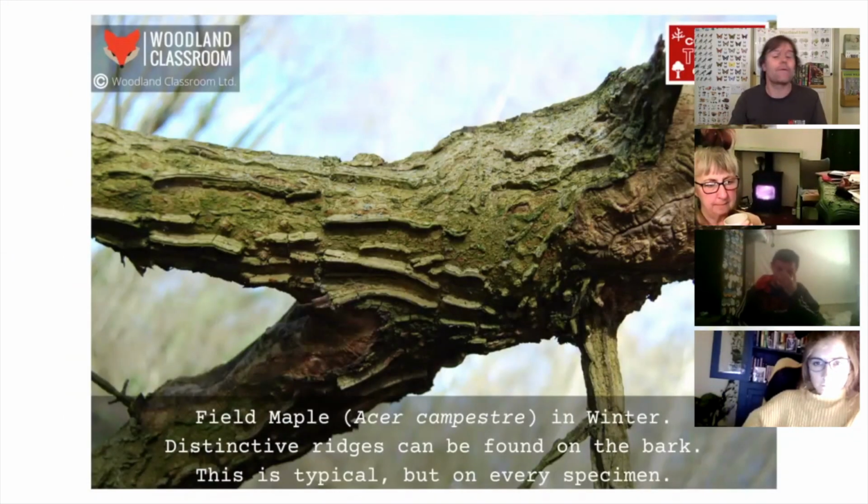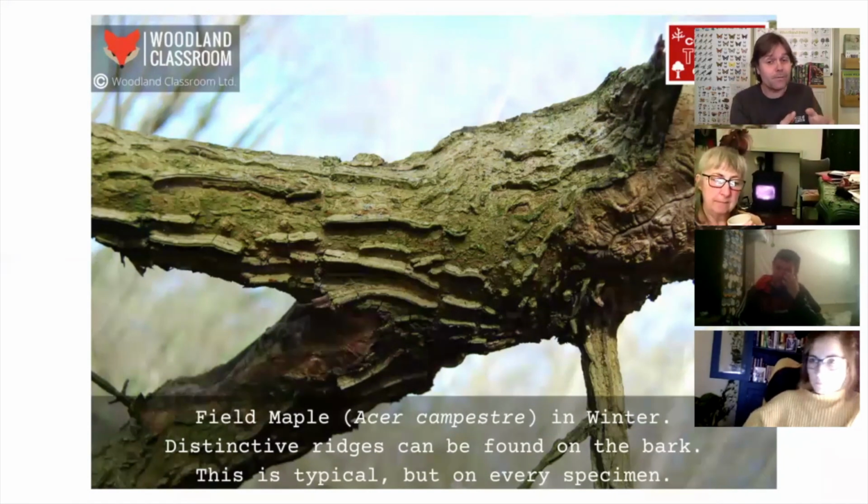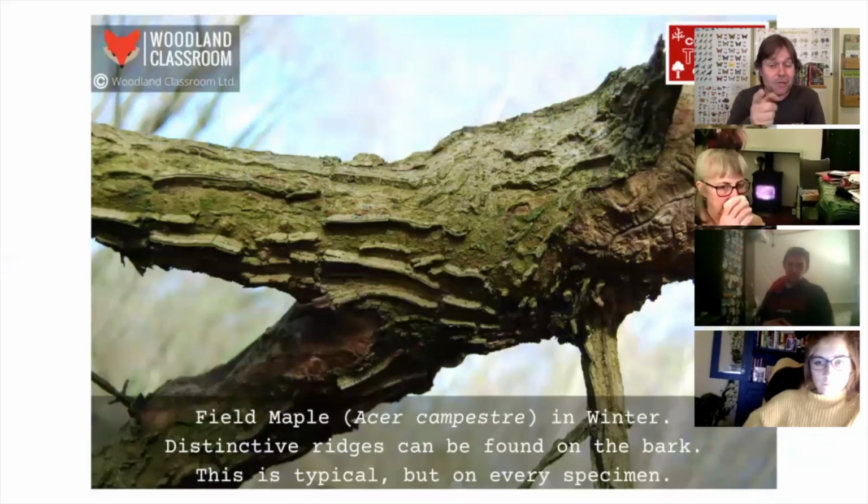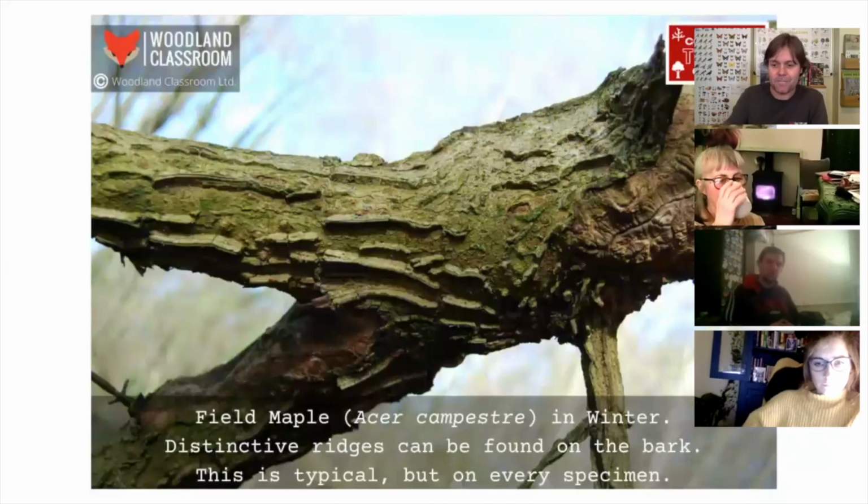And actually, there it is again on a more mature trunk. You don't get it on all the field maples, but if you look across the whole tree, you're going to find it somewhere. Some of them have lots of this, some have a little bit, but it's one of the things you can add to your arsenal to help identify the tree. So look out for that distinctive feature.